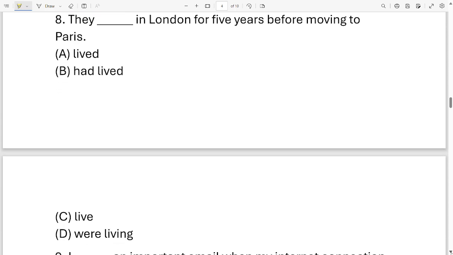Next sentence. They dash in London for 5 years before moving to Paris. Your options are lived, had lived, were living. These are the four options. Which one is correct? It is option B. They had lived in London for 5 years before moving to Paris.